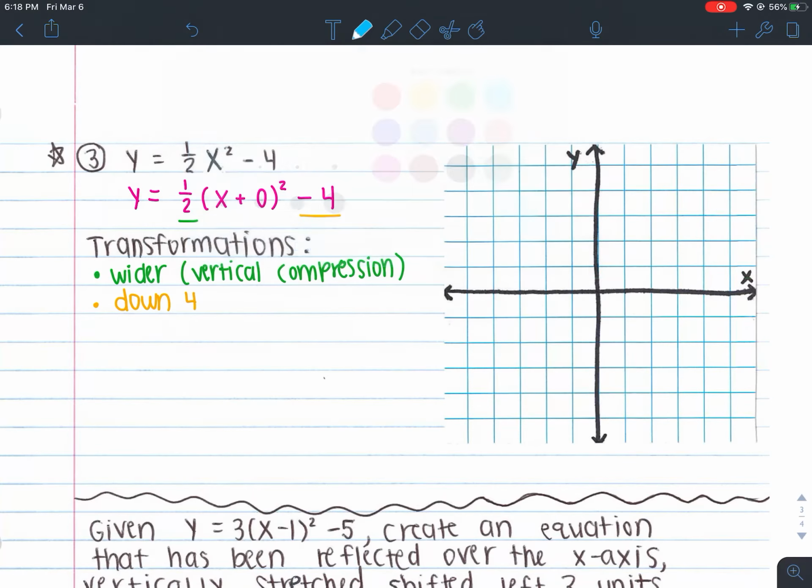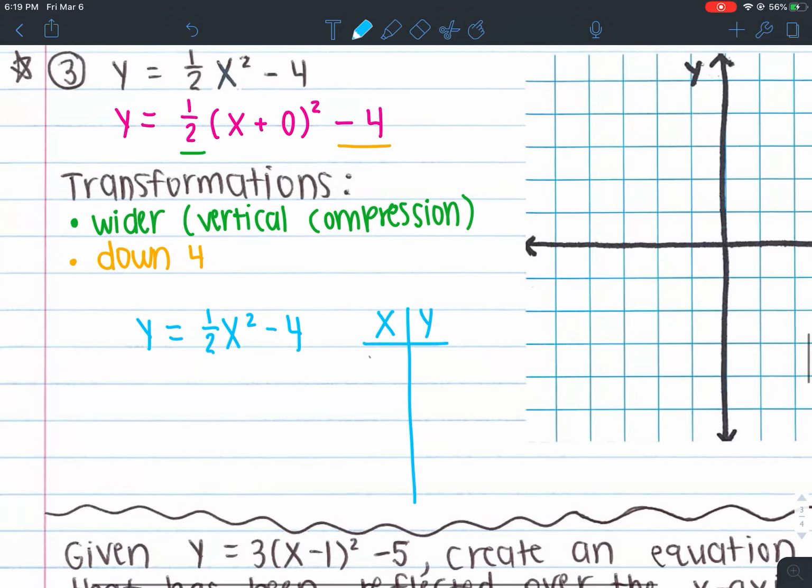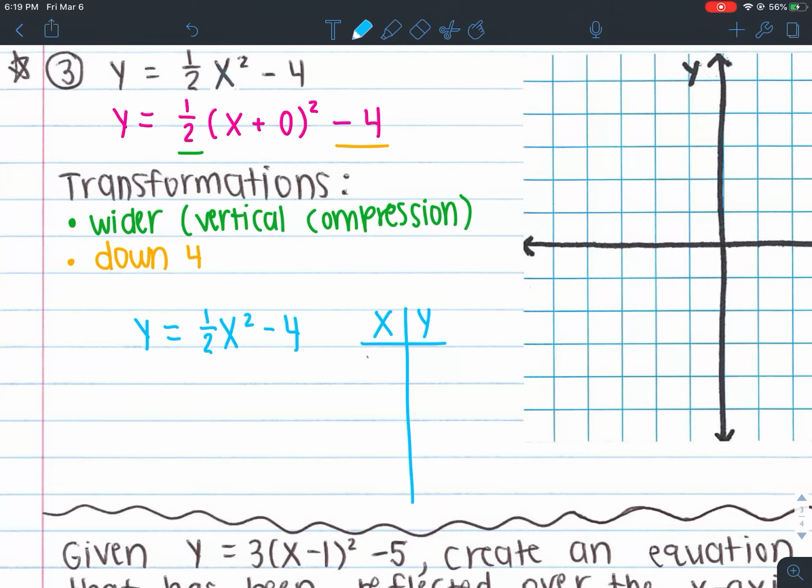Okay, now I'm going to put this in the calculator. Y equals 1/2 x squared minus 4. You can also type in the pink in the calculator, but you'll get the same exact thing when you go to your table. So, I have my table here, right? Do I know the vertex of this before even graphing? Well, yeah, I do because I wrote it in vertex form up here. My vertex is going to be 0, -4.